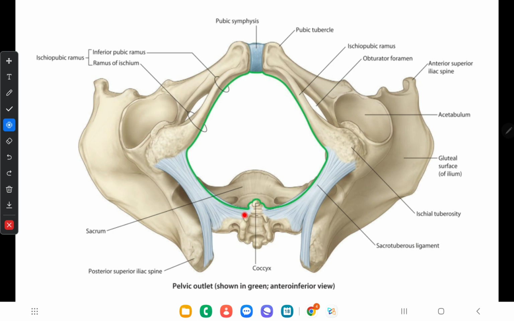Here this is the pelvic outlet of the pelvic cavity. Here you can see the coccyx, then the two sacrotuberous ligaments and the ischiopubic ramus. So that's all for the anatomy of the pelvic bones and the differences between male and female pelvises.